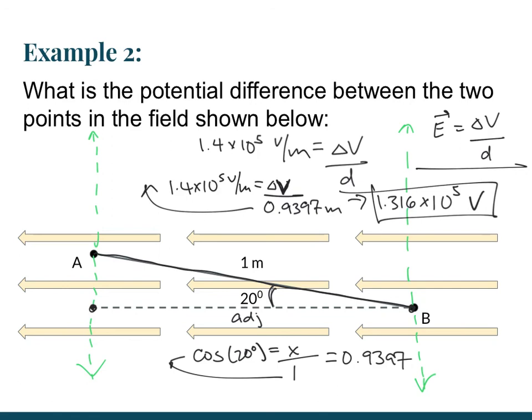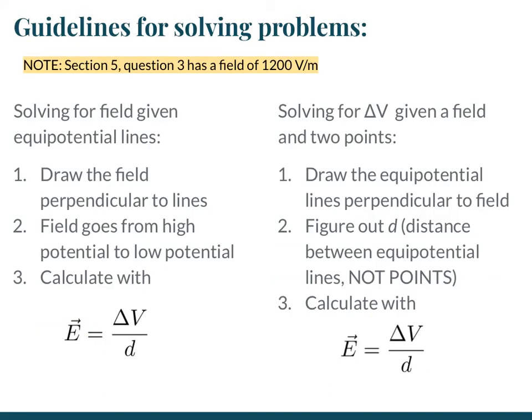All right, so that's how you solve problems where you're given the field and you need to find potential difference between 2 points. Again, remember, D is not the distance between the 2 points, it's the distance between the 2 equipotential lines. All right, so I know that solving these can be a little bit difficult or hard to think about conceptually because it's a little bit wonky, drawing the perpendiculars, remember what to do. So in case you need a little bit of help, here is a guide for solving these problems.